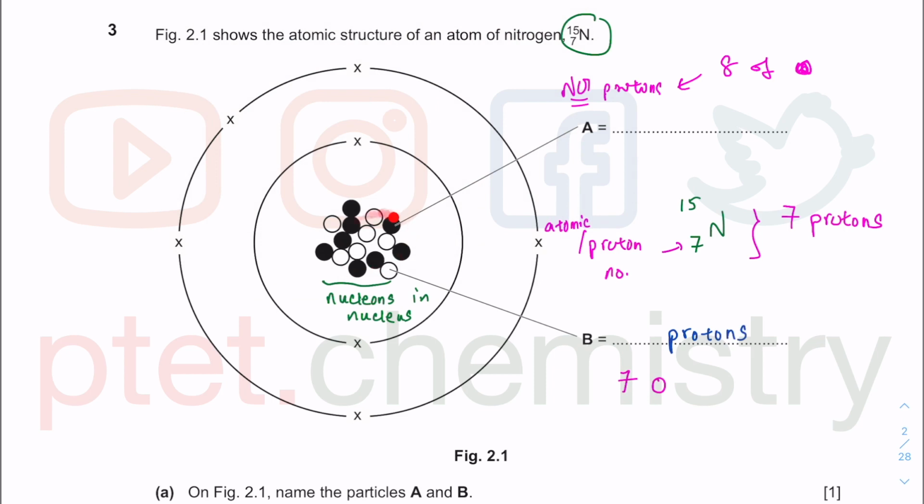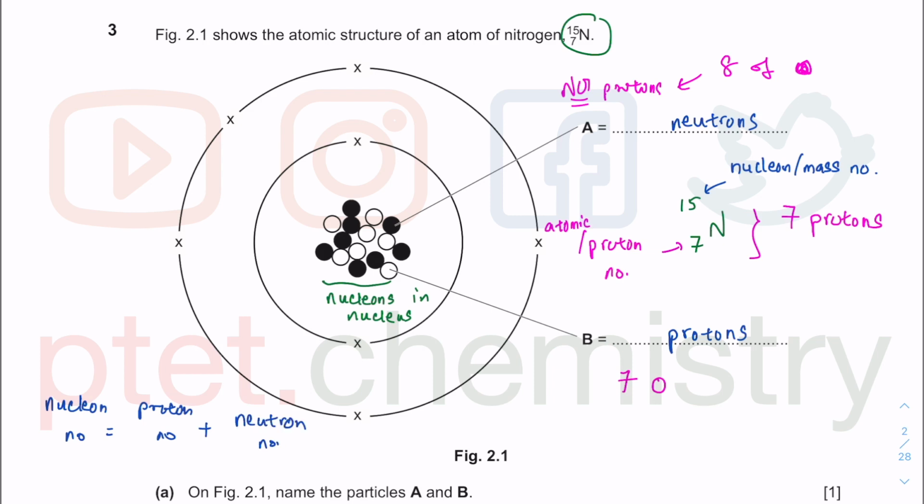Then what is this other darkened stuff? Nucleons. Nucleons are defined as protons and neutrons in the nucleus of an atom. How do you know there are 8 neutrons? Because this number on top is what you call the nucleon number, or we can call it the mass number. So nucleon number minus proton number will tell you the number of neutrons. Nucleon number is equal to the number of protons plus the number of neutrons.